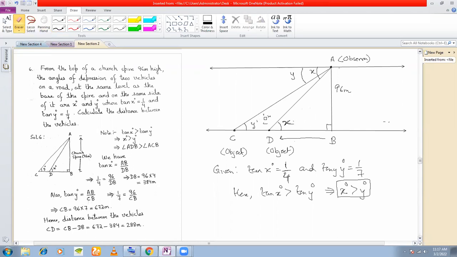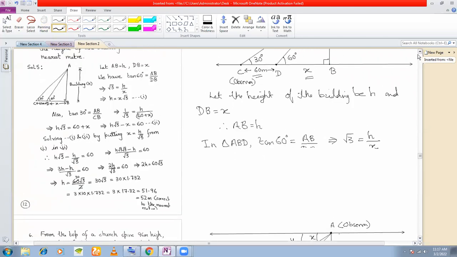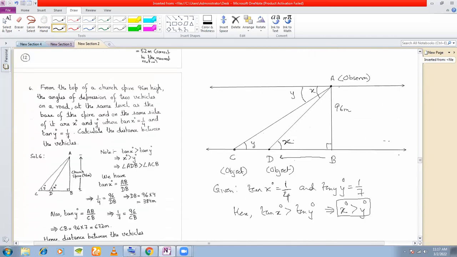So that is what it means by giving tan x degree is equal to 1/4 and tan y degree is equal to 1/7. Now they have asked you to calculate the distance between the vehicles. Now what do you mean by the distance between the vehicles? Distance between the vehicles simply means C and D are the vehicles, position of the vehicles. That means this is the distance that you need to calculate. So let's see how to calculate this distance.